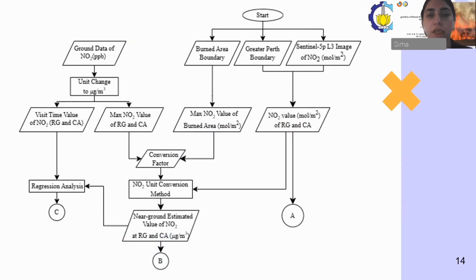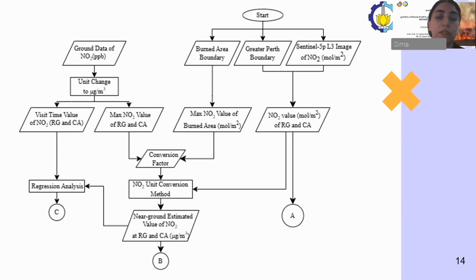The processing is, as can be seen in the flow chart: first, the maximum value of the burned area and also the maximum value of both reference ground stations, namely Rolling Green and Coversham, are extracted, and then the conversion factor is obtained by dividing the maximum value of nitrogen dioxide from the ground by the maximum value of nitrogen dioxide from the imagery, and then it is applied to the image itself to obtain the values of Rolling Green and Coversham in microgram per cubic meter.